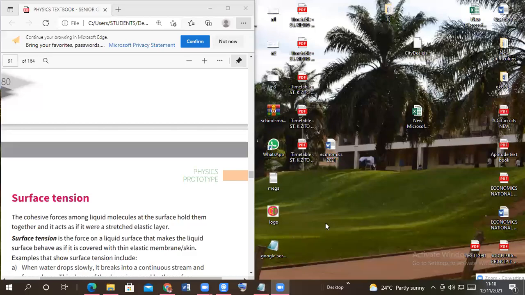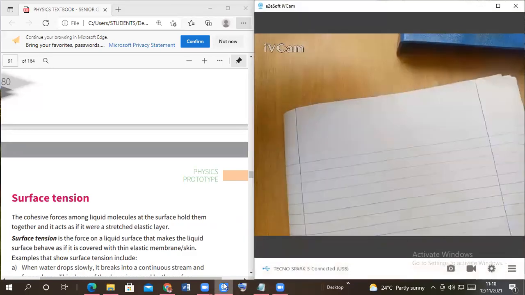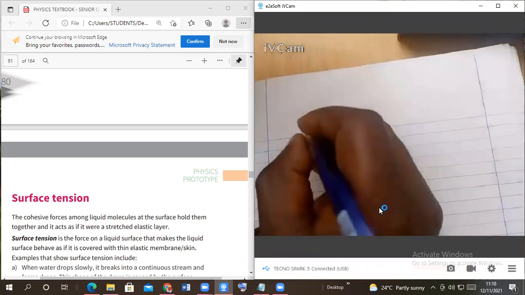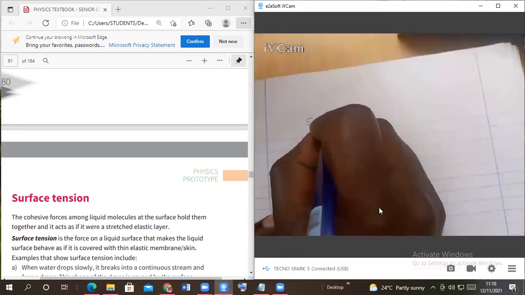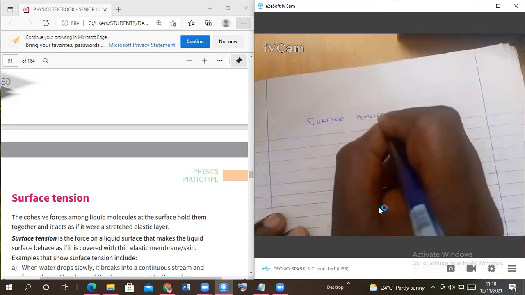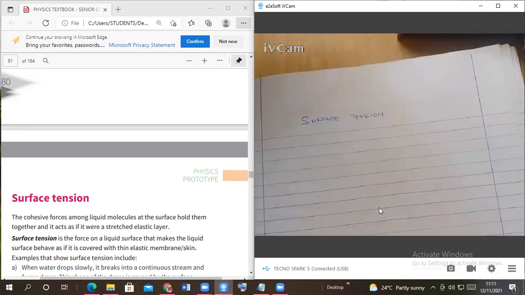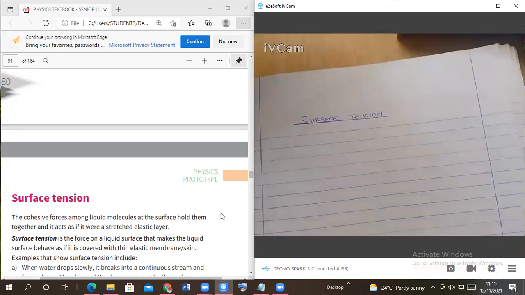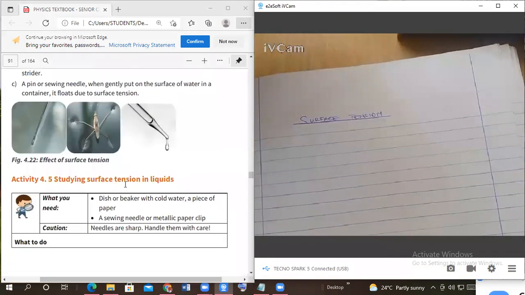Okay. So we are going to look at surface tension today. In our books, we write surface tension. Now, I'm going to first show you a video of what we are going to look at. But before that, have you ever seen insects walking on water?